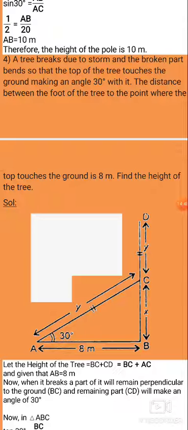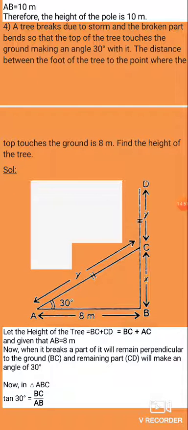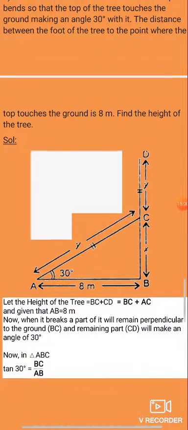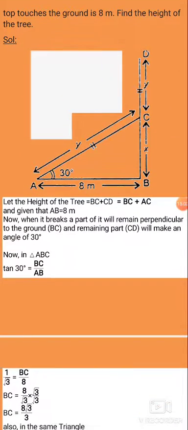Now in triangle ABC, tan 30 is equal to BC by AB. So tan 30 value, 1 by root 3, is equal to BC by AB. AB is given as 8. So BC into root 3 is equal to 8. So BC is equal to 8 by root 3. Now if the denominator is root 3, we need to change that into rational form. So multiply both numerator and denominator by root 3 by root 3. So at last we get 8 root 3 by 3. Keep it in that way.